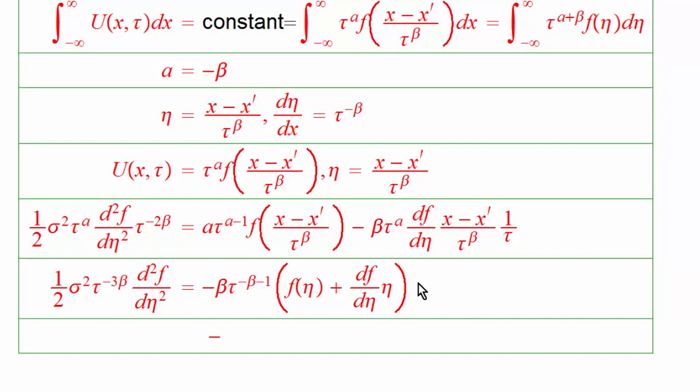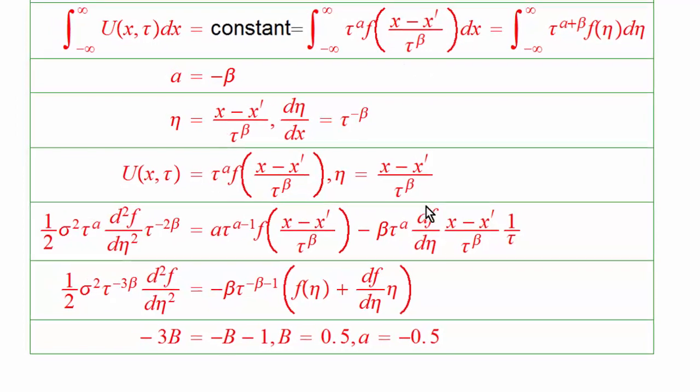So that means that minus 3 beta must be equal to minus beta minus 1. So beta's got to be a half. If beta's a half, then A is minus a half. So now I can go all the way up here to when I had my actual function, and now I know what these alphas and betas are.